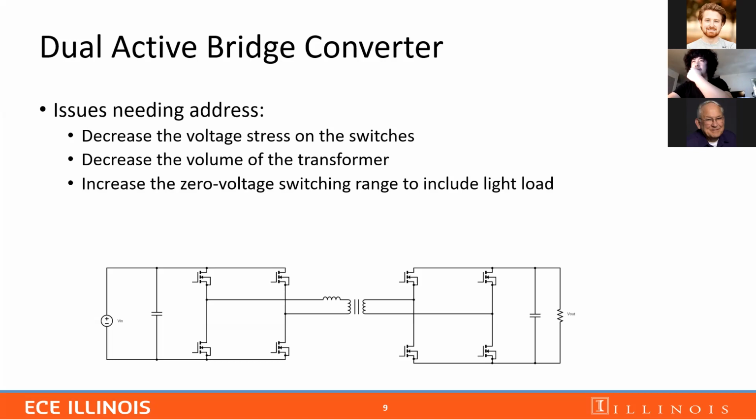the voltage stress on the switches can be very high in our application, and we want to decrease it. And secondly, in our application, the conversion ratio required for the transformer is high, which is from 400 volt to 48 volt, which can increase the volume of the transformer. But we want the transformer to be smaller. And lastly, the DAB converter has a limited zero voltage switching range, particularly at a light load. And then we want to find a way for the DAB to have zero voltage switching even at a light load.